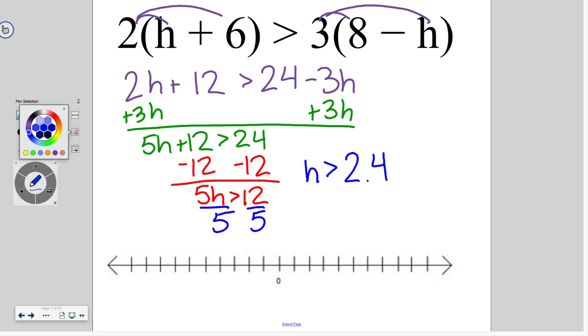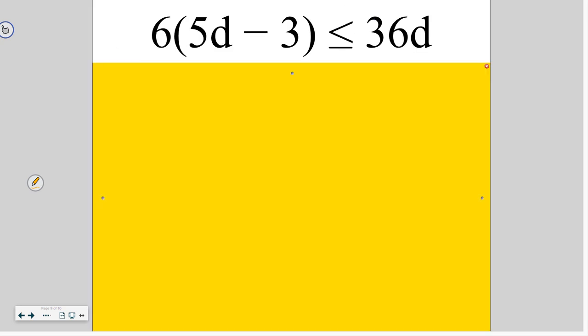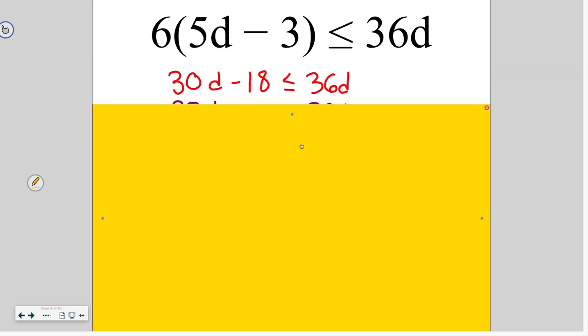So we're going to put that on our graph now. And we've got 2.4 roughly there with an open circle. 0 is greater than 2.4 is a false statement. So our arrow is going to the right. Go ahead and try this one on your own.